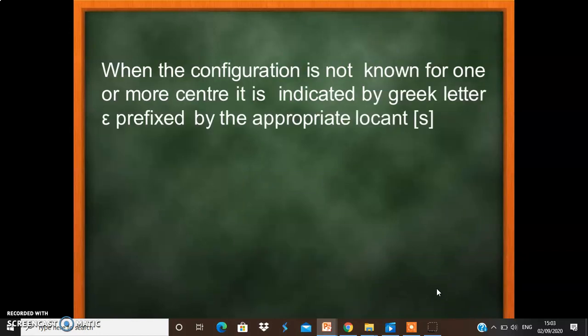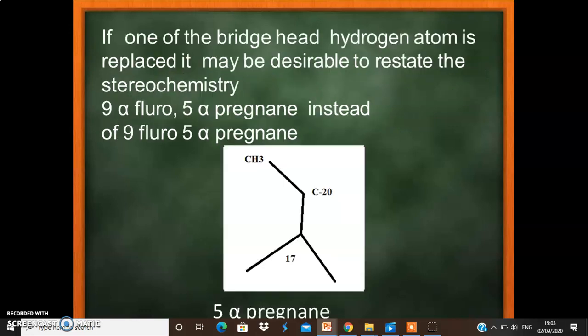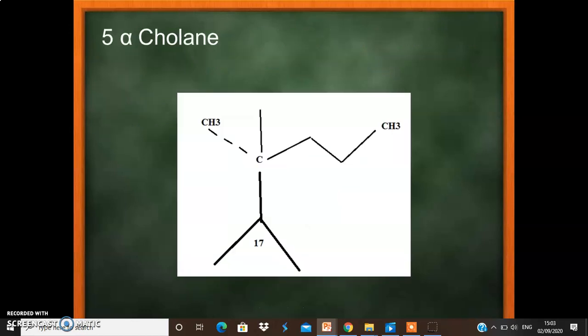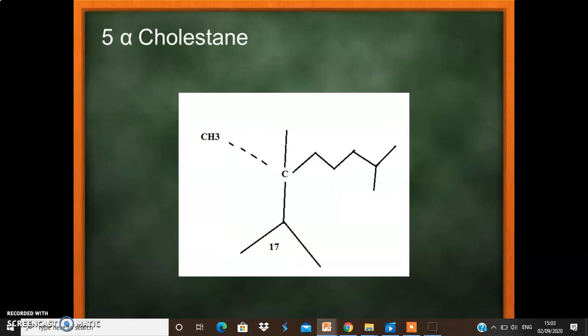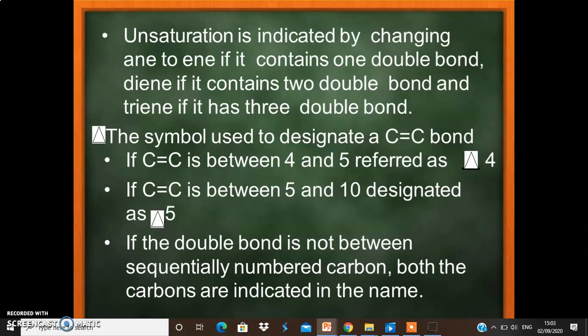When the configuration is not known for one or more centers, it is indicated by the Greek letter xi, prefixed by the appropriate locants. If one of the bridgehead hydrogen atoms is replaced, it may be desirable to restate the stereochemistry, for example 9α-fluoro-5α-pregnane instead of 9-fluoro-5α-pregnane. So whatever hydrogen is replaced by fluoro, it is indicated whether it is alpha or beta. This is 5α-cholane, 5α-cholestane.